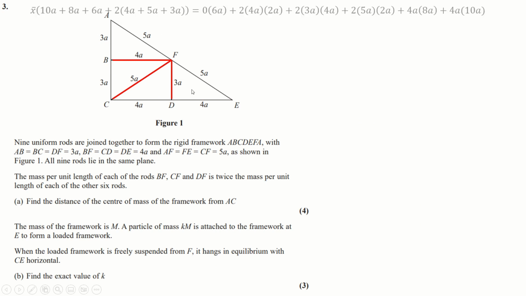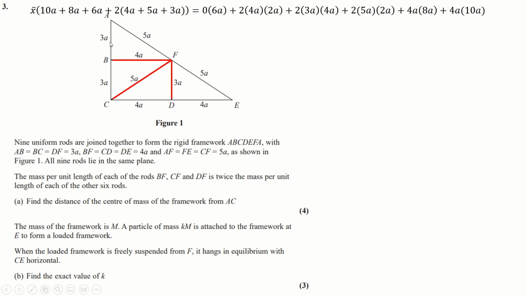So when I'm doing exactly the same formula I broke out earlier, which is x bar times the total weight of the system, or mass of the system, I'm going to say this 10A is just this 10A, and then there's an 8A here, a 6A here, and then there's 2 lots of 4A plus 5A plus 3A, because these are all twice as heavy. That equals, and then I'm just going to do distances times masses of all of the different ones here.